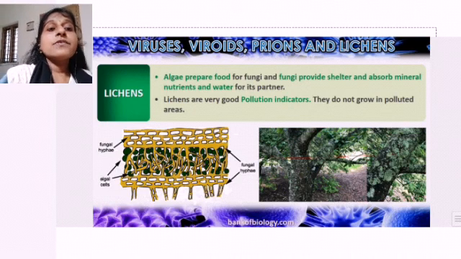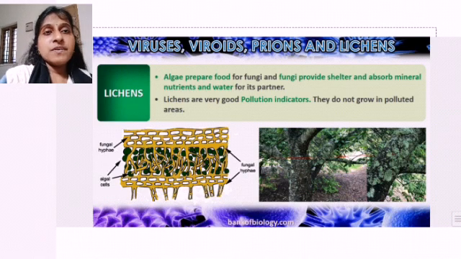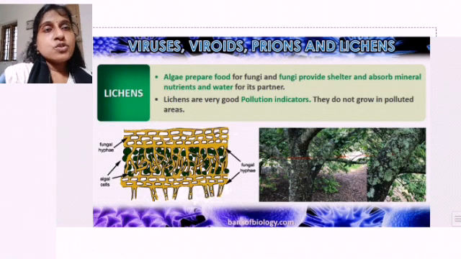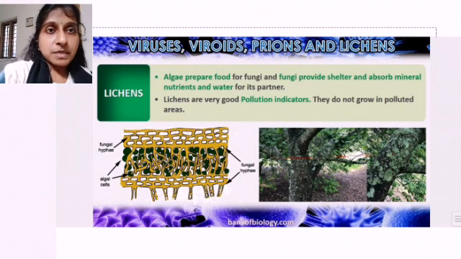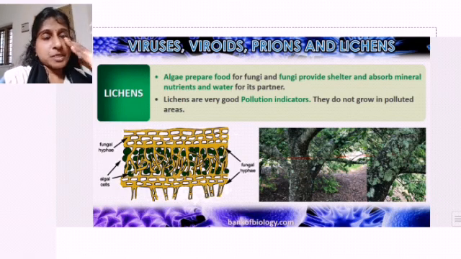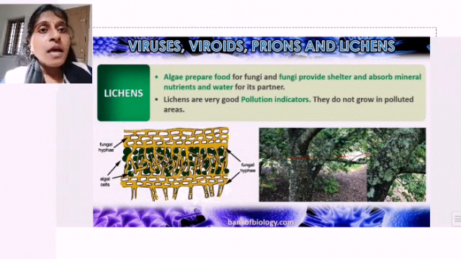And lichens are very good pollution indicators. Okay, where there is pollution, you cannot find lichens present. Lichens do not grow in polluted areas. Lichens don't prefer to grow in polluted areas. So if a lichen is growing in some place, it means that place is a very good pollution free place. So that place is a peaceful place. Okay, a pollution free place we can understand.